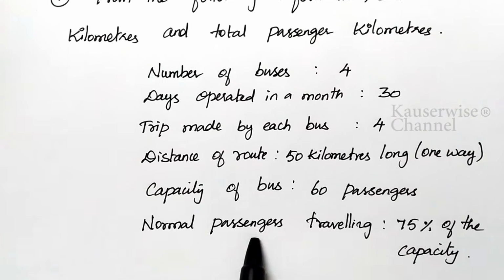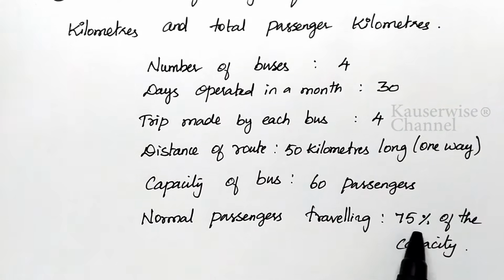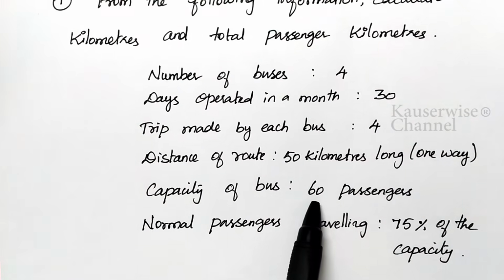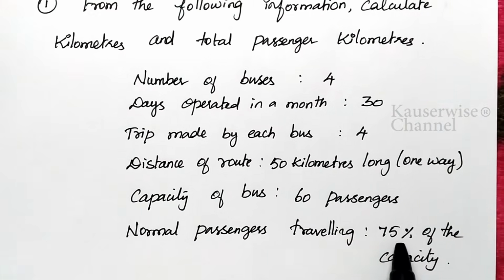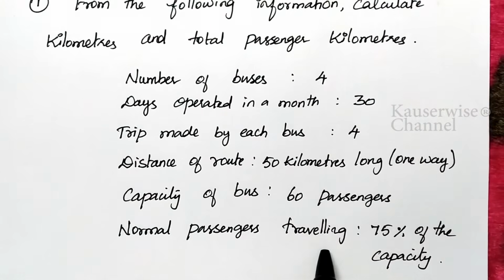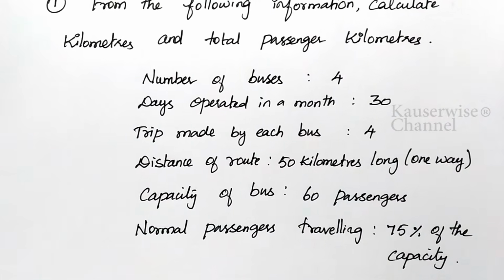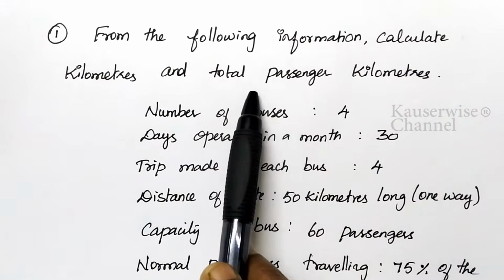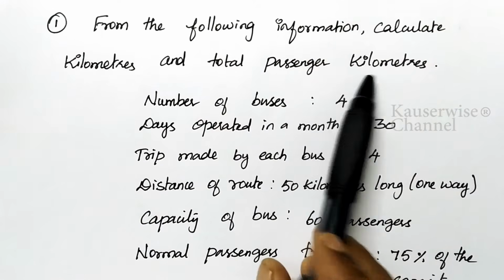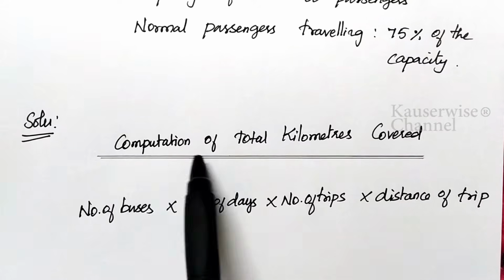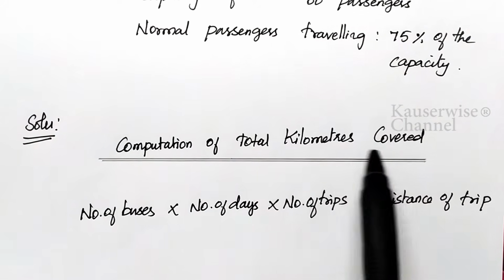Normal passengers traveling, 75% of the capacity. So the total capacity of the bus is 60 passengers, but only 75% of the capacity is normally traveling. So with this information, they ask you to find out total kilometers covered and total passenger kilometers. See the solution. The first one is computation of total kilometers covered.